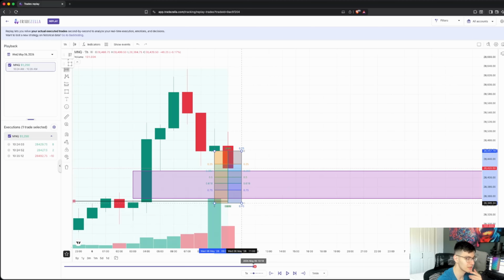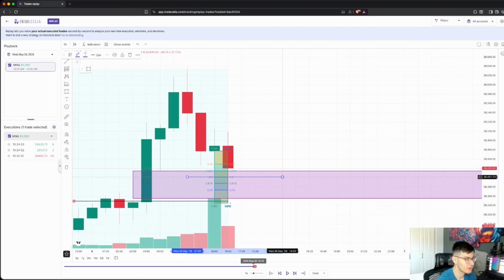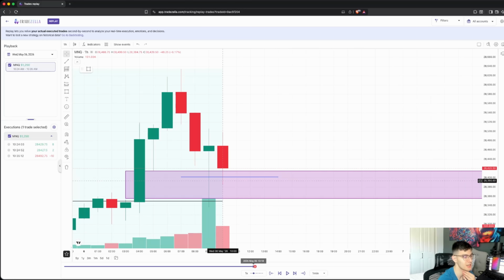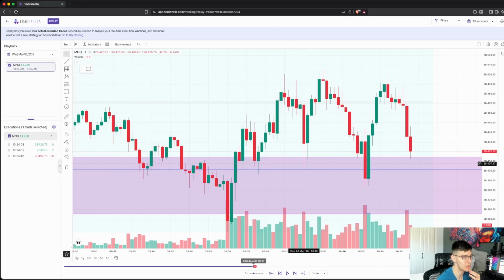But essentially, 50% of this wick is right here. So that's equilibrium of the wick. I know some people look at equilibrium of wicks. I think it's pretty valid in certain cases. So in today's case, we're reacting off equilibrium of this wick.